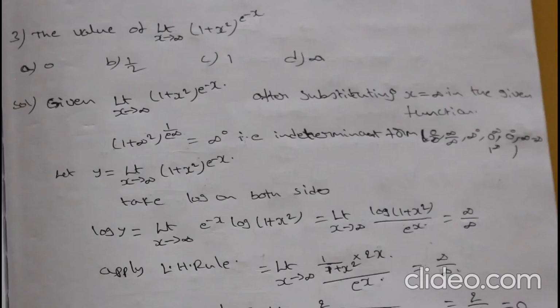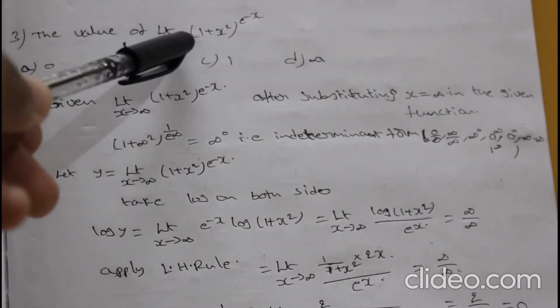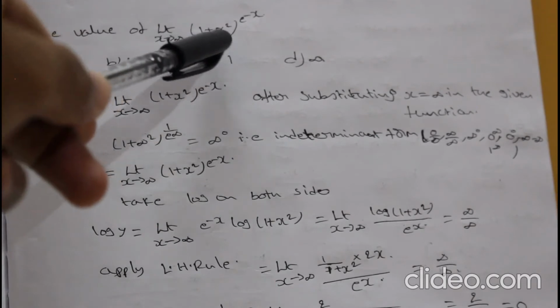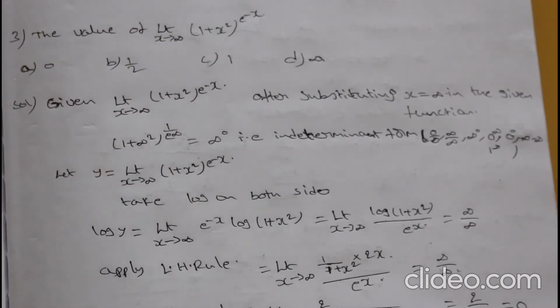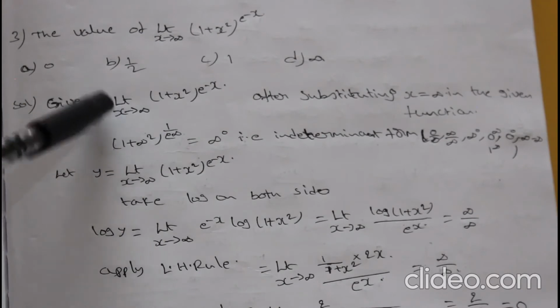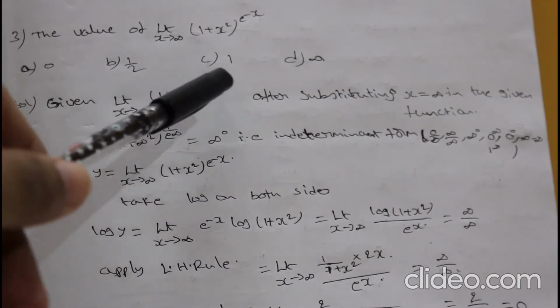Now look at question number 3. The value of limit x tends to infinity (1 plus x square) e power minus x, and the given options are 0, 1 by 2, 1, infinity. So the given limit function is limit x tends to infinity (1 plus x square) e power minus x.